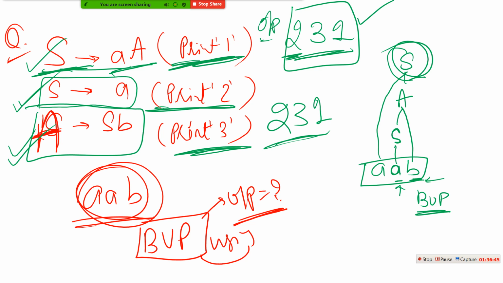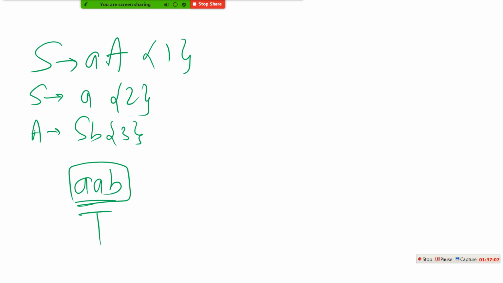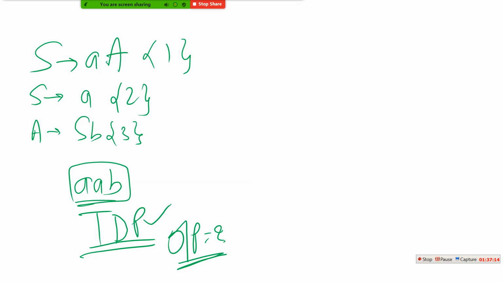Now what, guys, if I say the same problem, where S derives A prints 1, S derives A prints 2, and A derives SB prints 3. What if I say again you need to traverse the string AAB using top down parsing now? What will be the output now? Answer me, guys. I am giving you one more minute. Please answer me what would be the output using top down parsing.